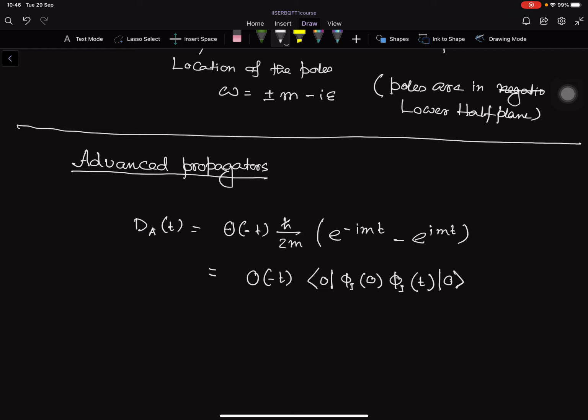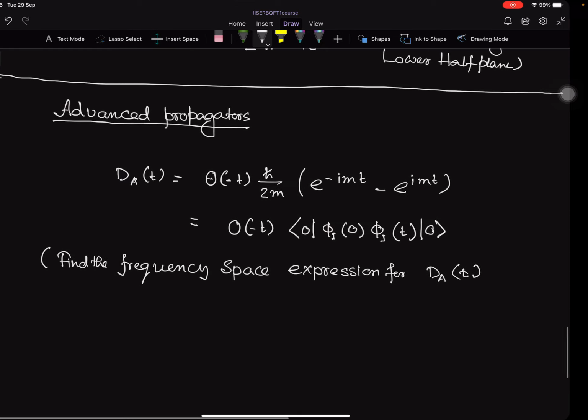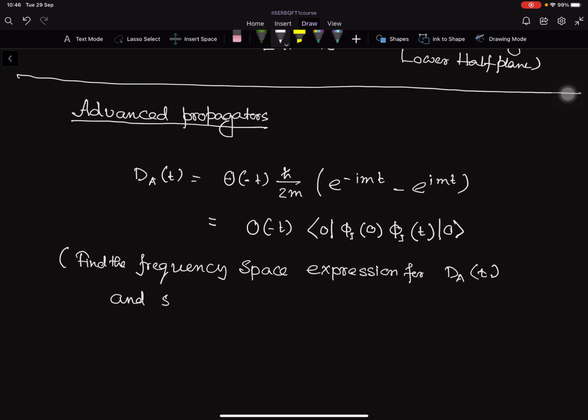You can also do, and this is an exercise, that find the frequency space expression for advanced propagator and show that all the poles are in the upper half plane.